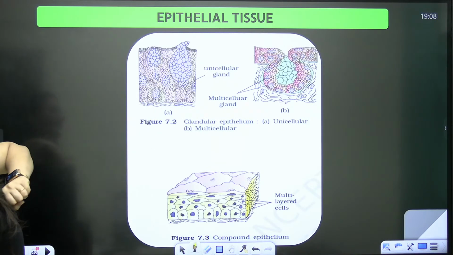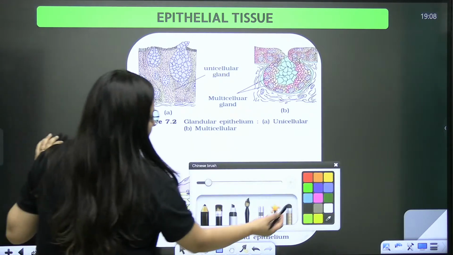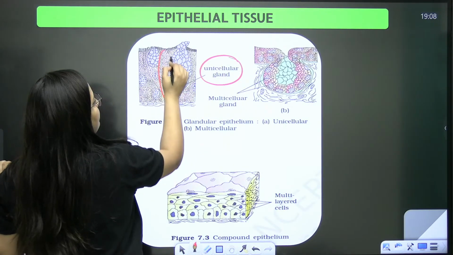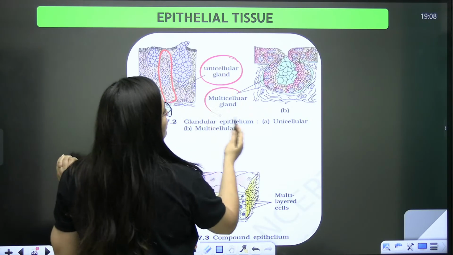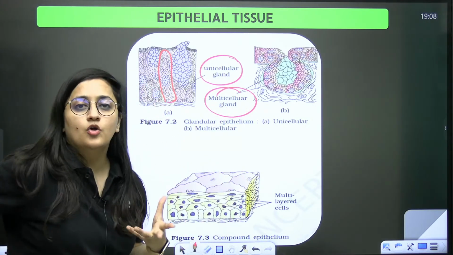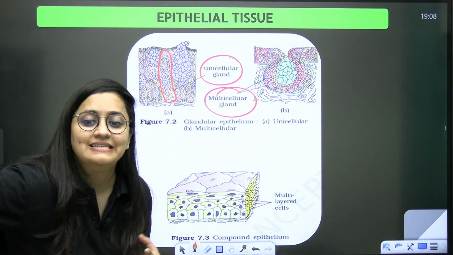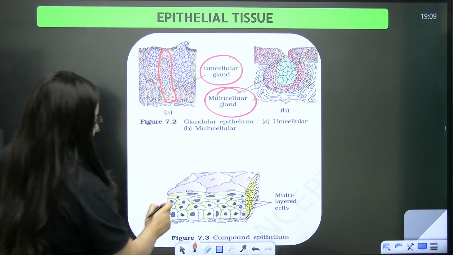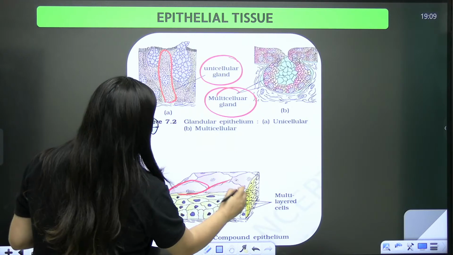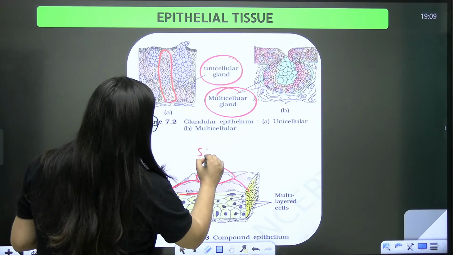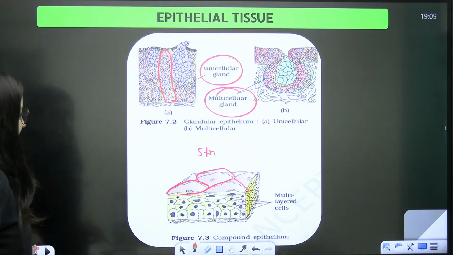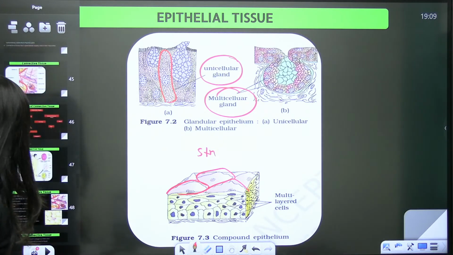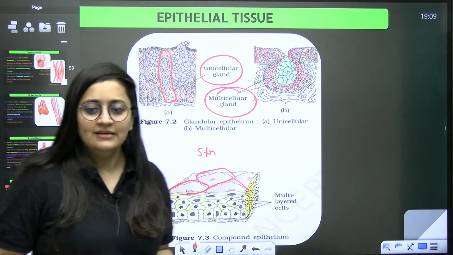So you can see the diagrams here. The diagrams are also showing the glands. Unicellular, single-celled glands are there, like your goblet cells, mucus secreting cells. They are basically secretory, glandular. They are providing us some secretion. So look at this multi-layered diagram. See, the topmost layer is made up of irregular cells. So obviously it is stratified squamous epithelium. Done, bache? So this is what we are going to cover today.